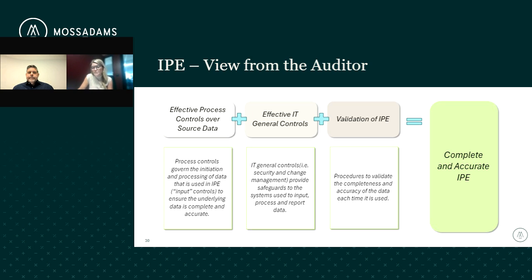And that is management's procedures, what they're doing each time that IPE is used in a control to validate that the data is complete and accurate. So those are the three key pillars that we need to consider when we're calling information complete and accurate.